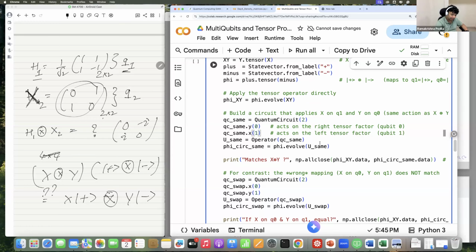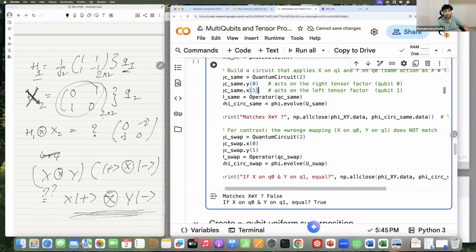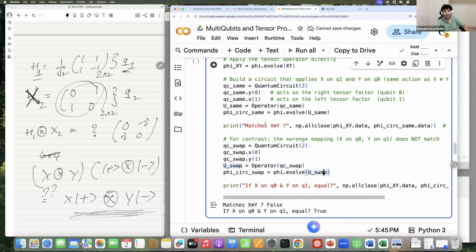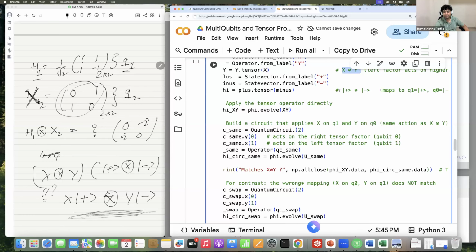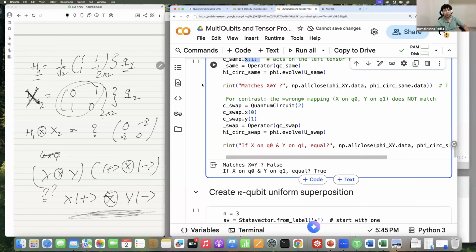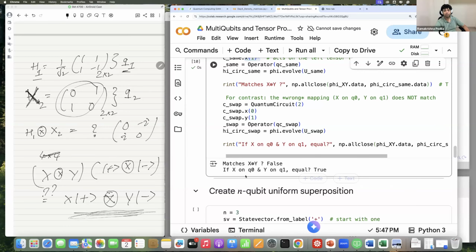So what I'm doing is I'm evaluating this, right? I'm evaluating X on one bit, Y on the other bit, versus this one where I have phi of XY. That is, I'm going to directly operate X times Y on this superposition state plus times minus, versus doing Y on the 0th qubit and X on the second qubit, right? So let's see what we get, right? Matches XY, it is false. If X is on q0 and Y is on q1, are they equal?